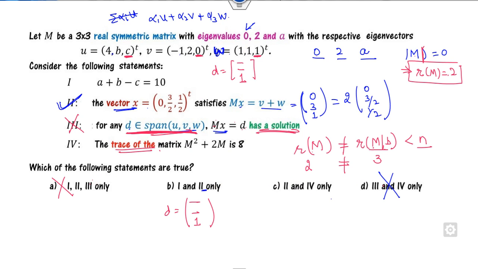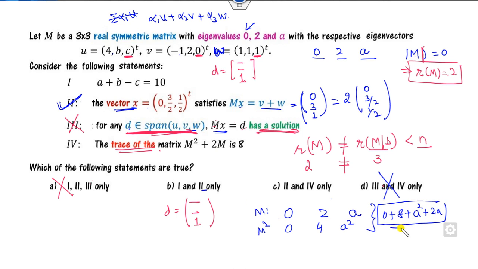What is the trace here? So the eigenvalues are 2A and A square. What is the trace of the eigenvalues of M? What is the eigenvalue of M square? 0, 4, A square. Then what is the trace of this? The trace of this will be 8 plus A square plus 2A. So clearly it will not be 8. So the right answer is cancelled out. So the fourth is also cancelled.